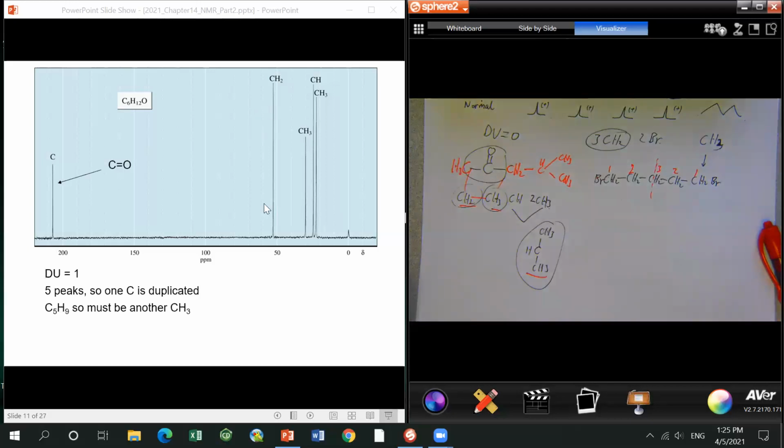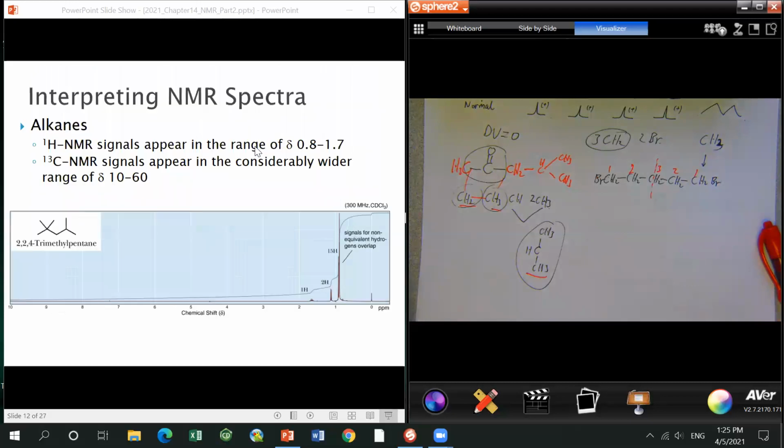Carbonyl, and then you add CH3, CH2. Because this is the carbonyl hydrogen, it has the higher chemical shift. And then eventually the isopropyl group is added on. So that's how to use all this information to answer these questions. We'll do more practice later, so don't worry.